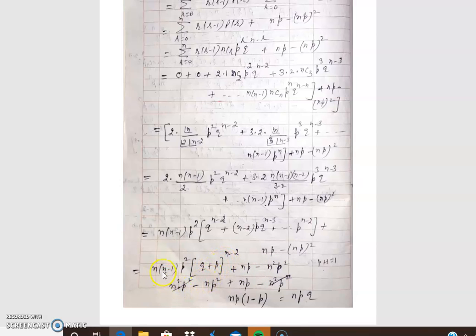This value is n minus 1 p square, which is n square p square minus np square, plus np minus n square p square. Minus n square p square cancels with plus n square p square, and I am taking np common here. This is 1 minus p. 1 minus p is q, because you know very well p plus q equal to 1. So that's why the variance of the binomial distribution is npq.